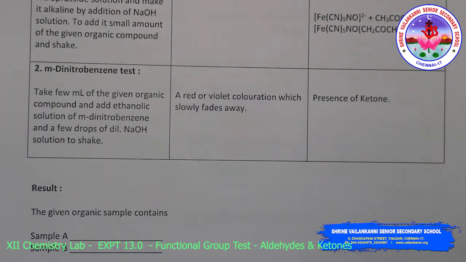Then you have to report the given organic sample. In the examination, usually two test tube samples are given, that is, A is what, B is what, you have to tell. So sample A is aldehyde and sample B is ketone.